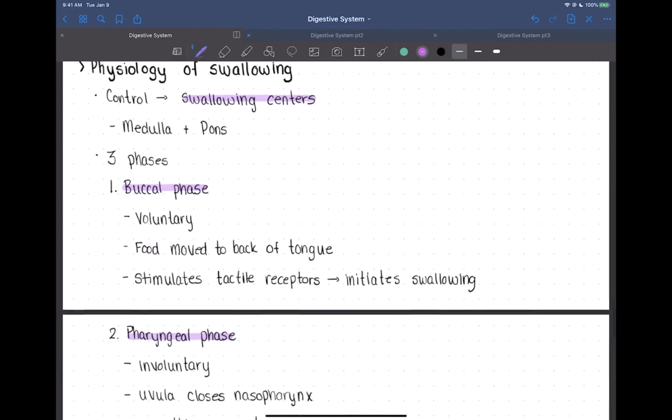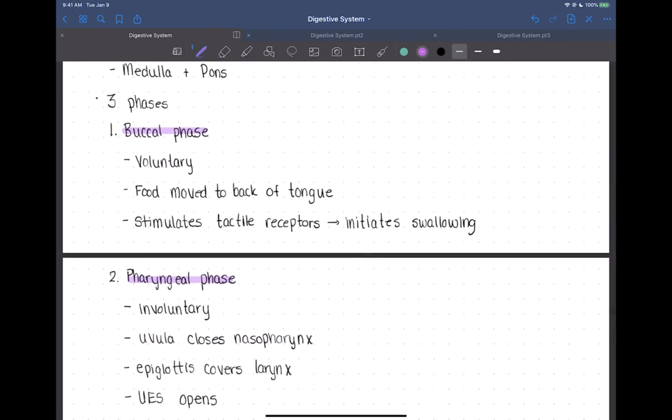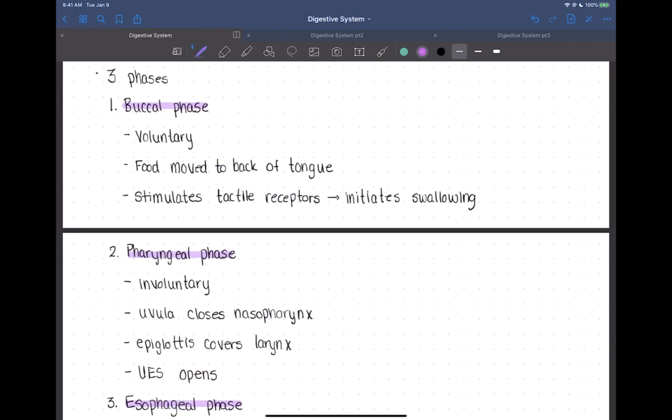Okay, so in the brain stem, that's where your swallowing centers are located. And it occurs in 3 phases. All right, so we have the first phase, which is the buccal phase, right? Buccal refers to your cheeks. So this is the phase that occurs in the mouth, right? This phase, the buccal phase, is voluntary, all right?